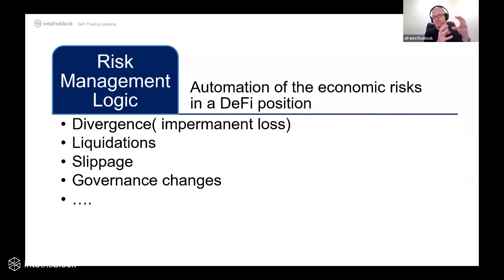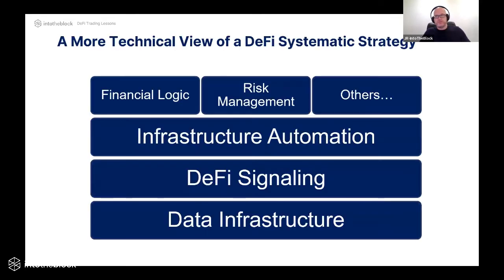So DeFi is at a state today where the financial logic is simple, but the risk management logic is very complex. And I have a theory of how this is going to change in the near future. By risk management logic, I refer to things like managing impermanent loss or liquidations in lending protocols, or slippage in liquidity pools, or dealing with governance proposals and things like that that could alter the financial behavior of a protocol.